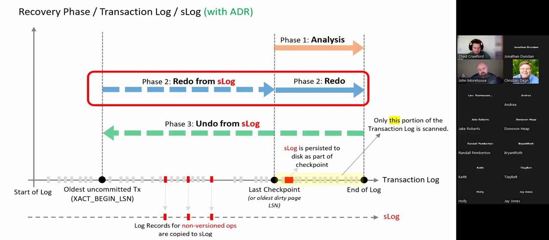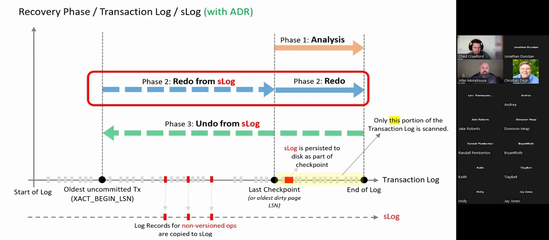We redo the SLog components, and then we redo from the last checkpoint to the end of the log. So we're no longer doing the redo from the oldest uncommitted transaction. We're doing the redo from the last checkpoint. And as long as you haven't messed with your checkpoint settings, I think the new default is 60 seconds, so that too should be very quick.